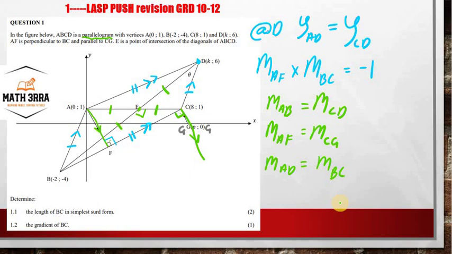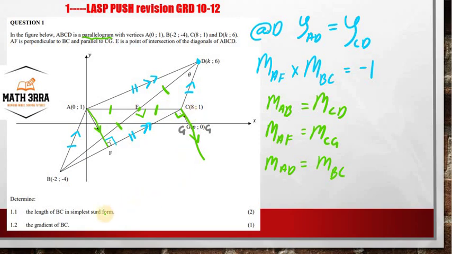However, once we have that narrative now, we can start attempting to answer questions. Now, let's look at the first question. The first question says, determine the length of BC in the simplest surd form. So, where is line BC? We have point B in here. We know the coordinates of point B, and we also know the coordinates of point C.